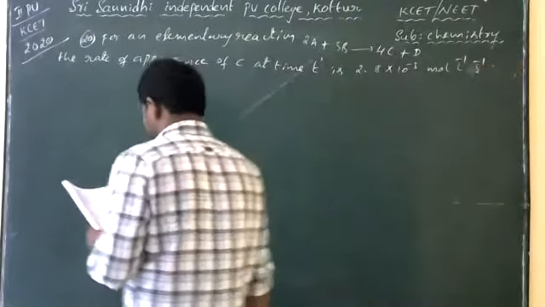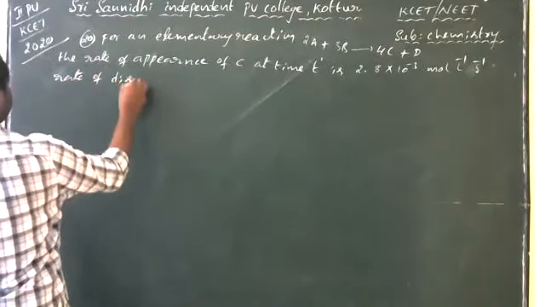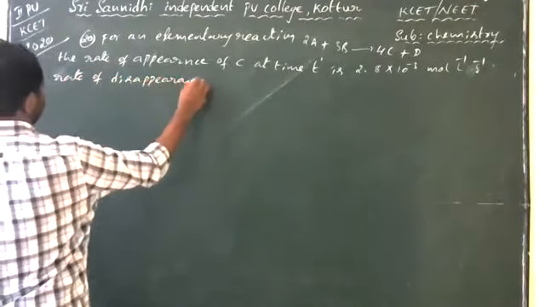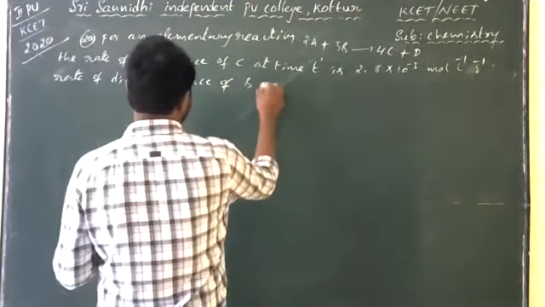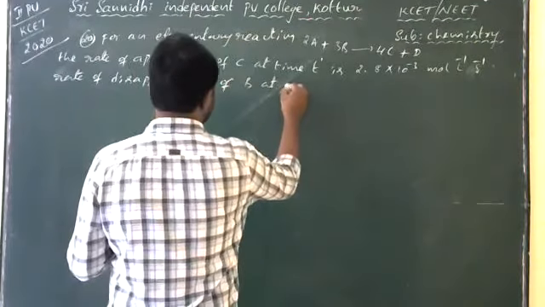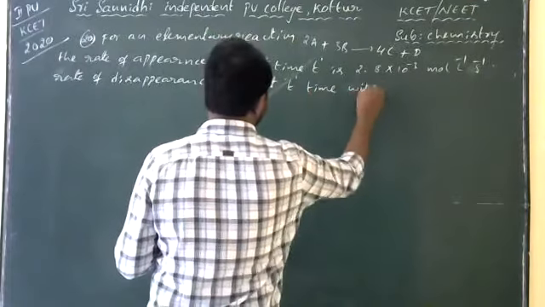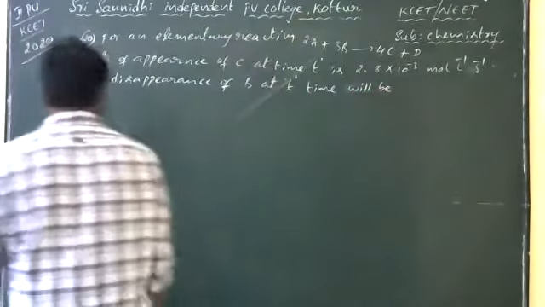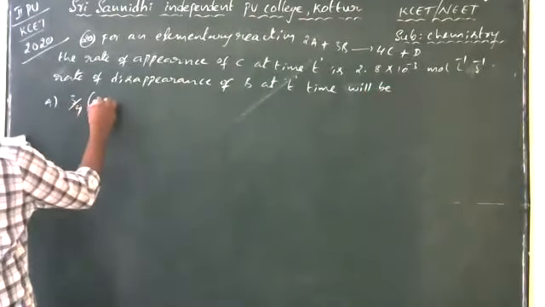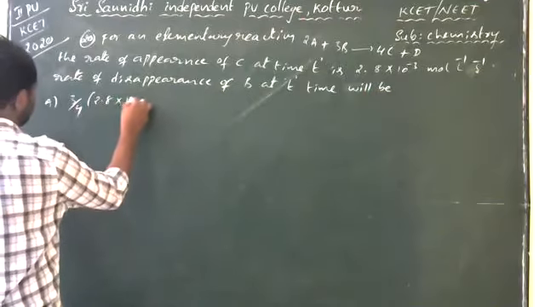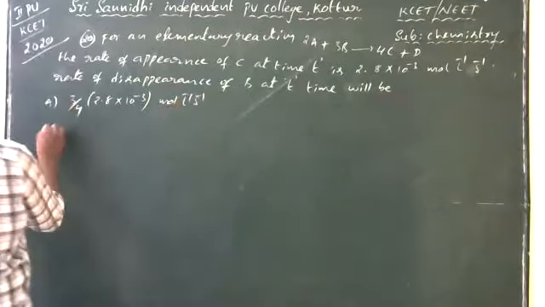Full stop. Rate of disappearance of B at time t will be: option A is 3 by 4 into 2.8 into 10 power minus 3 mole per liter per second, right.